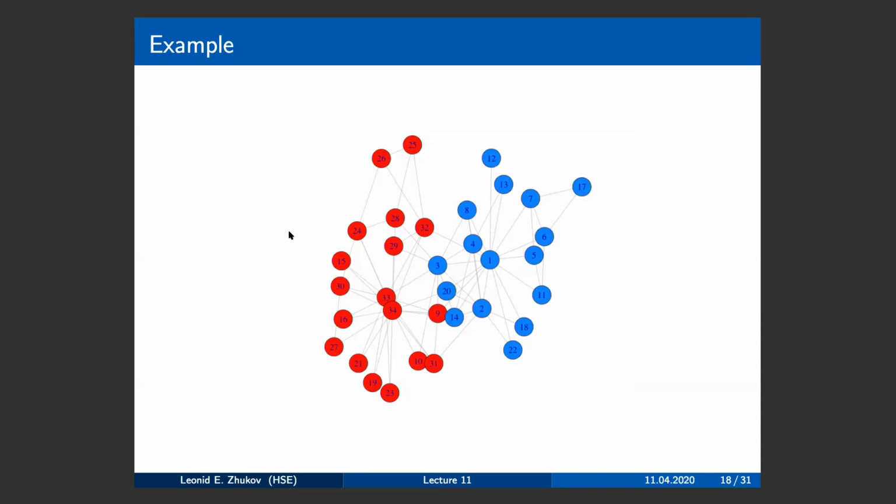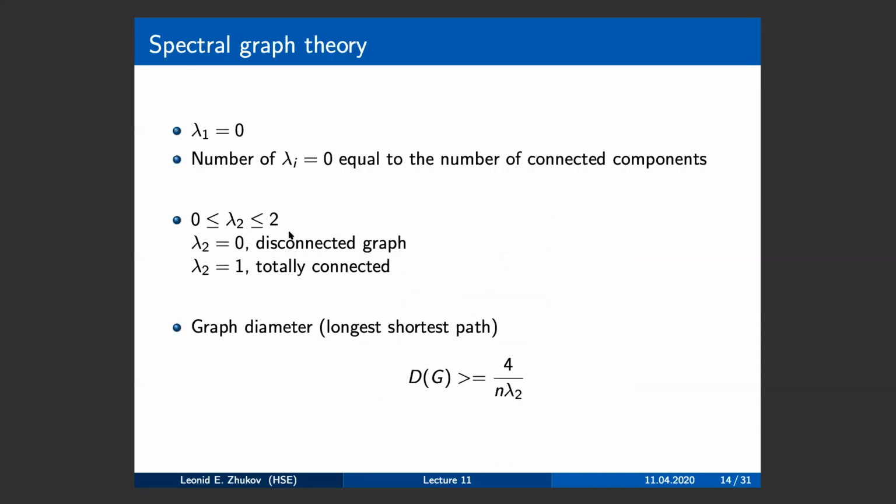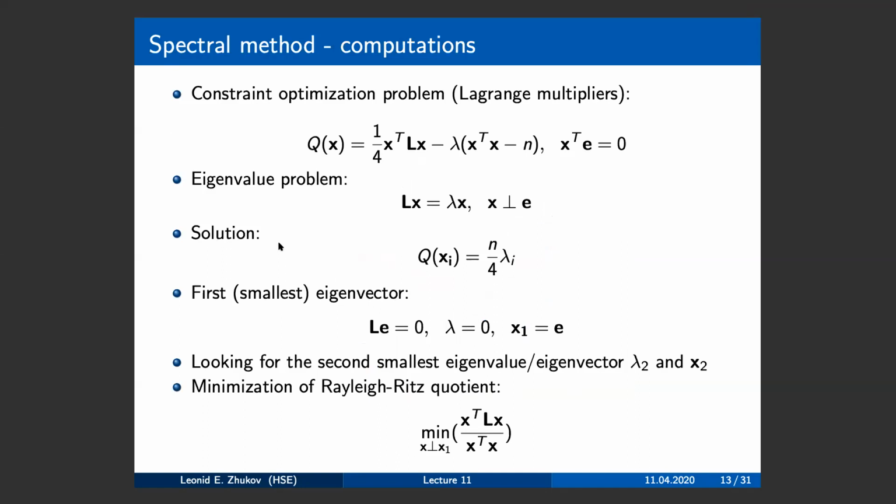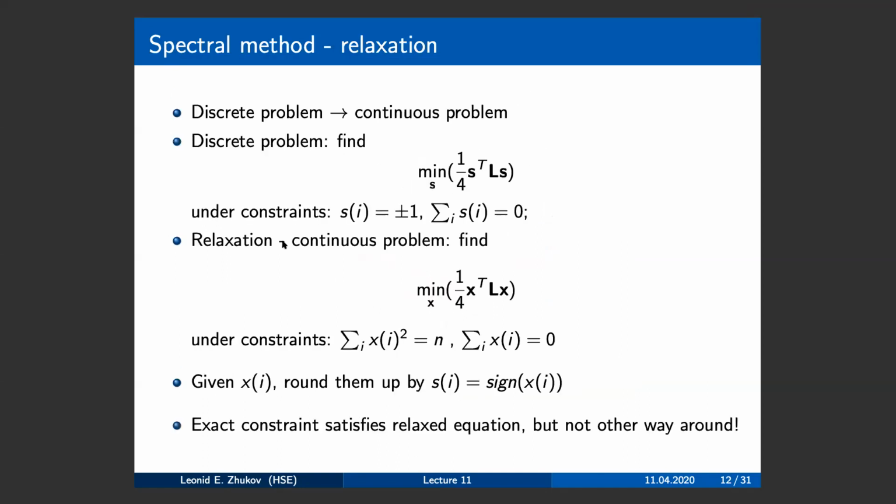Could you repeat, please, about the relaxation of constraints problem? Because I don't understand. We have the constraint x² is equal to n. It means x is 1 or -1, squared. It means this constraint is satisfied all the time.